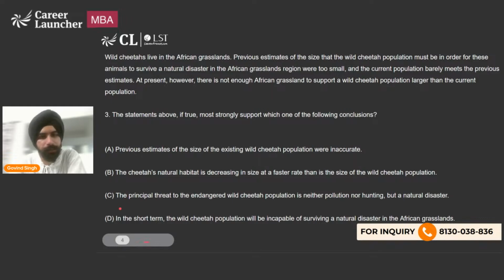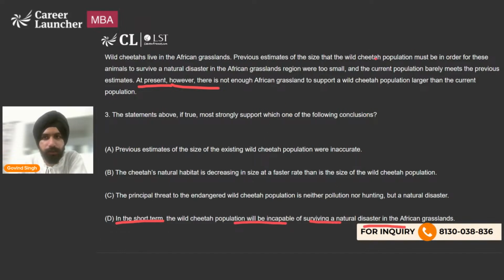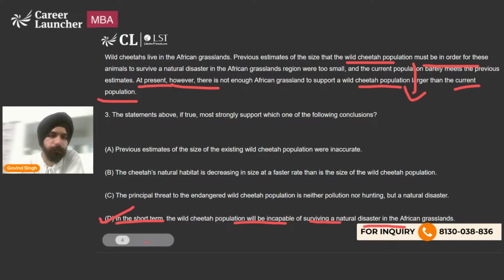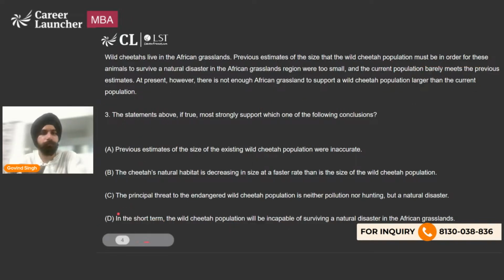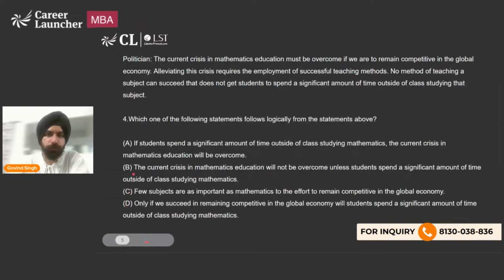Option D. Okay. I hope this is clear to everyone. Why A, B, C are incorrect and why D is correct? Because it talks just about the short term. We are also talking about at present. And right now they are incapable of surviving a natural disaster. Why? Because for surviving a natural disaster, they need a larger population. And a larger population cannot be sustained because the grasslands are not enough. So you understand the causation and the link between the two? D becomes the right answer. Okay, let's move to the next question.